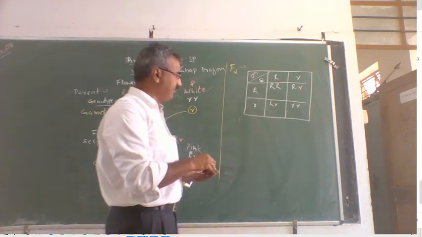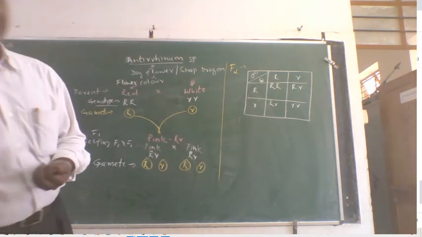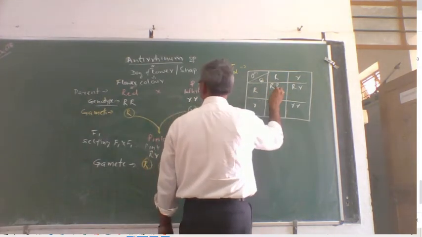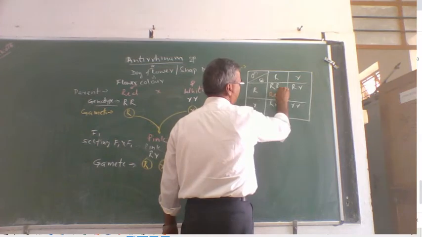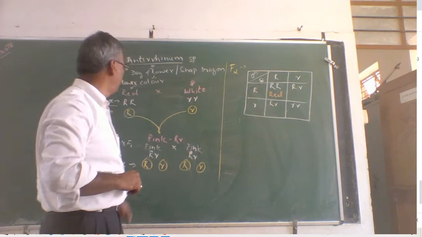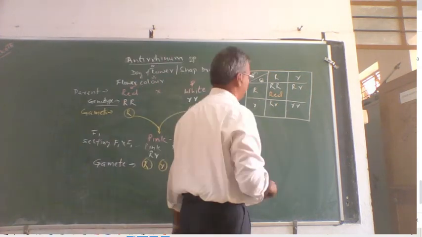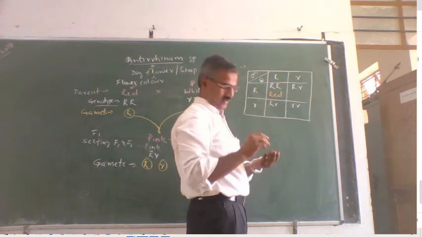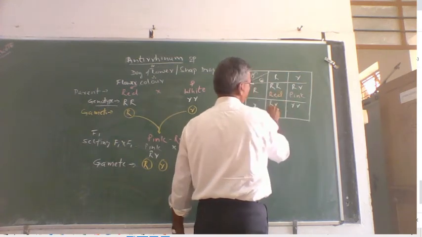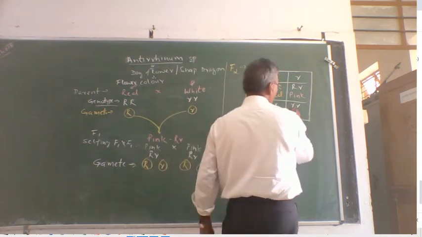Then what is the expected phenotype here? The phenotypes are red and white. According to Mendelian inheritance, we should have got red or white. But they got three different colored flowers here. Some are red in color, some are pink in color, like the F1 hybrids we have got, and also some are white in color.